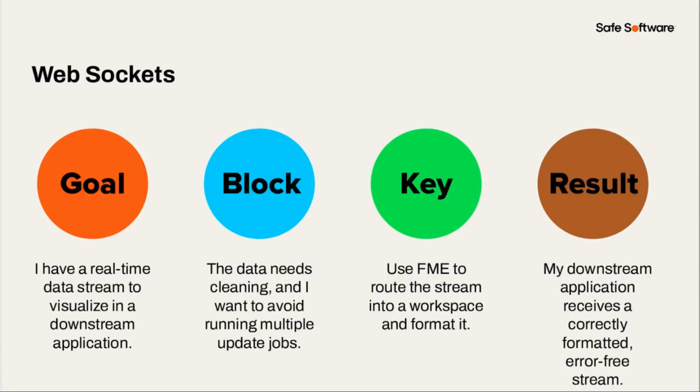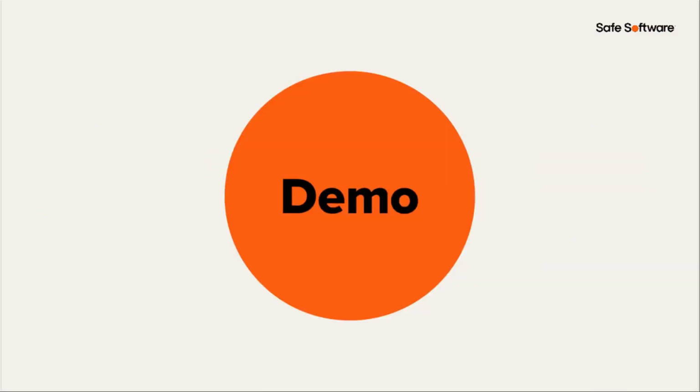Great. So say I have a real-time data stream that I want to visualize in a downstream application. The data needs to be cleaned, and I don't want to run multiple job updates or run separate workspaces. I can use FME to route the stream into a workspace and format it how I want. The result will be that I have a very happy downstream application with a correctly formatted, error-free stream. So moving into the demo.